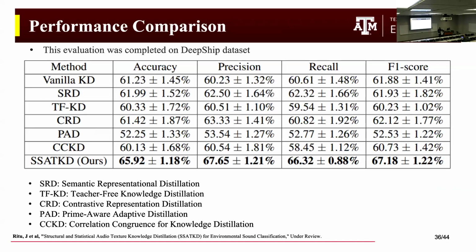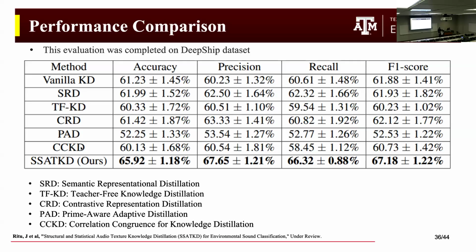Now moving to comparison with already existing KD methods. The first one is vanilla KD. Vanilla KD is the first KD method, where they distill only the output layer logits between teacher and student. Vanilla KD got 61.23% on the DeepShift dataset. For this study, we chose the DeepShift dataset and did some further ablation studies. The next one is SRD, which is semantic representation learning, which was again 61.99%. TFKD is teacher-free knowledge distillation, which was 60.33%.